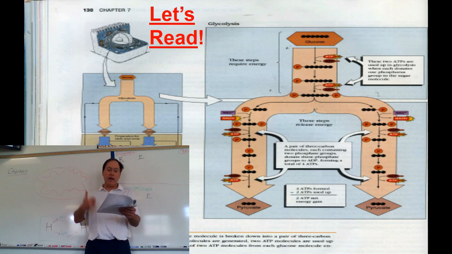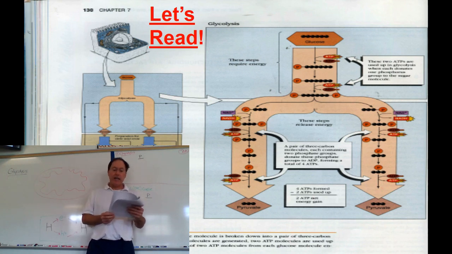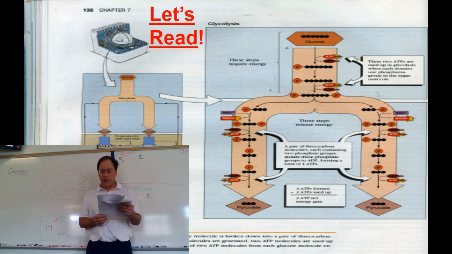Way up there in the top right box on the picture, it says, these 2 ATPs are used up in glycolysis when each donates 1 phosphorus group to the sugar molecule. Okay. Down in the bottom box, it says a pair of 3-carbon molecules, each containing 2 phosphate groups, donate these phosphate groups to ADP, forming a total of 4 ATPs. And then at the bottom, it says 4 ATPs are formed, 2 are used up, and there's 2 ATP net energy gain.